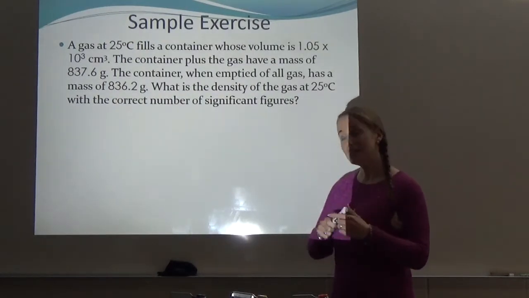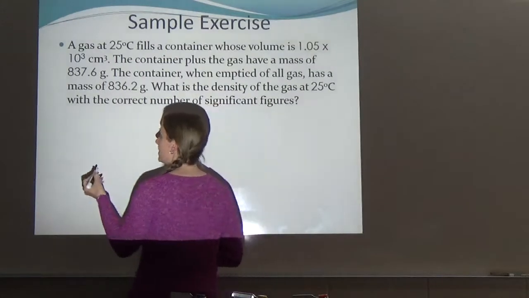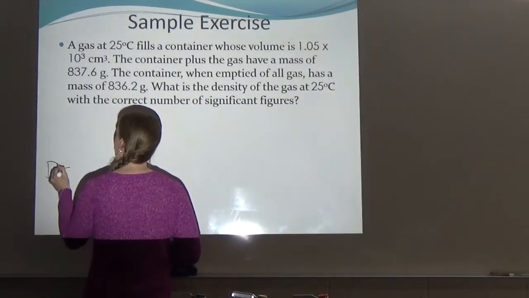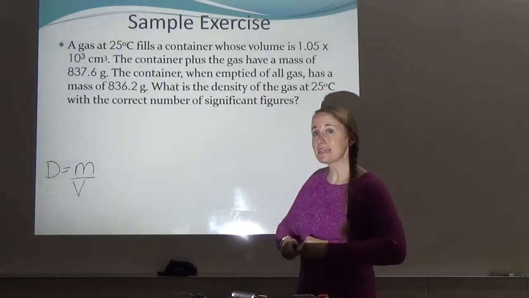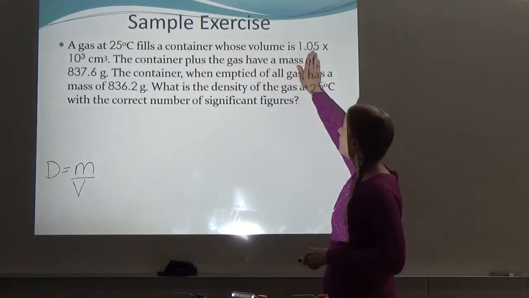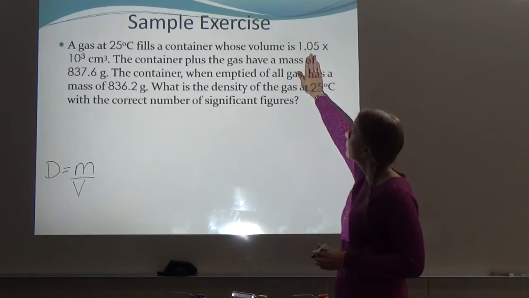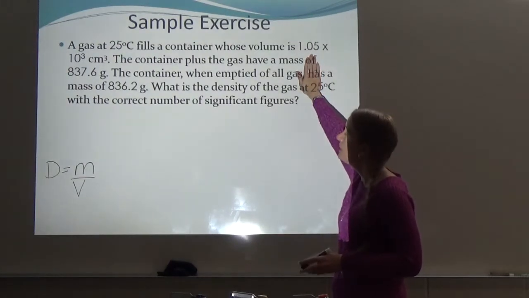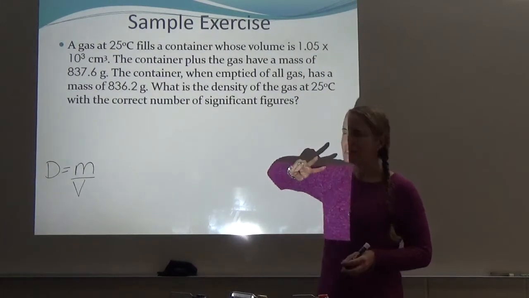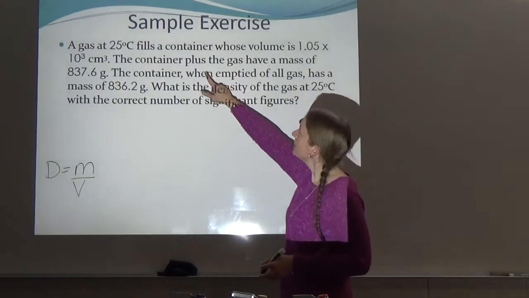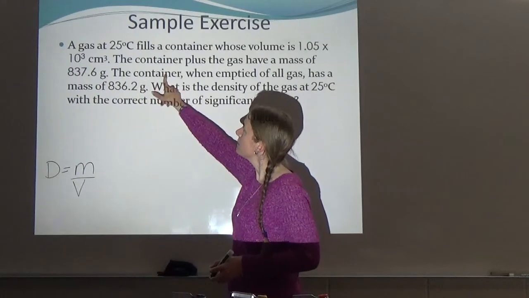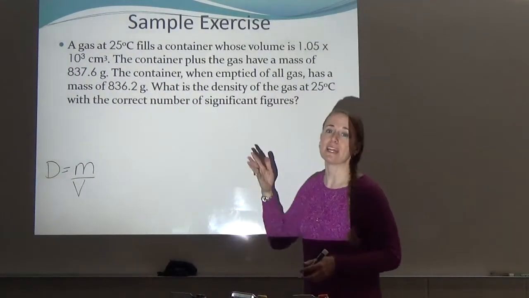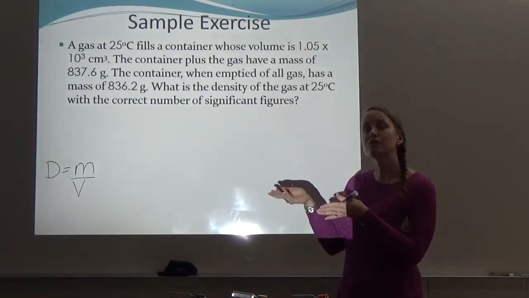We haven't technically covered density yet. We'll cover it in section 3.4, but density is mass over volume. So that means I need the mass and I need the volume. If you look, it tells us the volume right here. It's 1.05 times 10 to the 3 centimeters cubed, but it gives me two masses. It gives me the mass of the container and the gas right here, and then it gives me the mass of just the container right here.